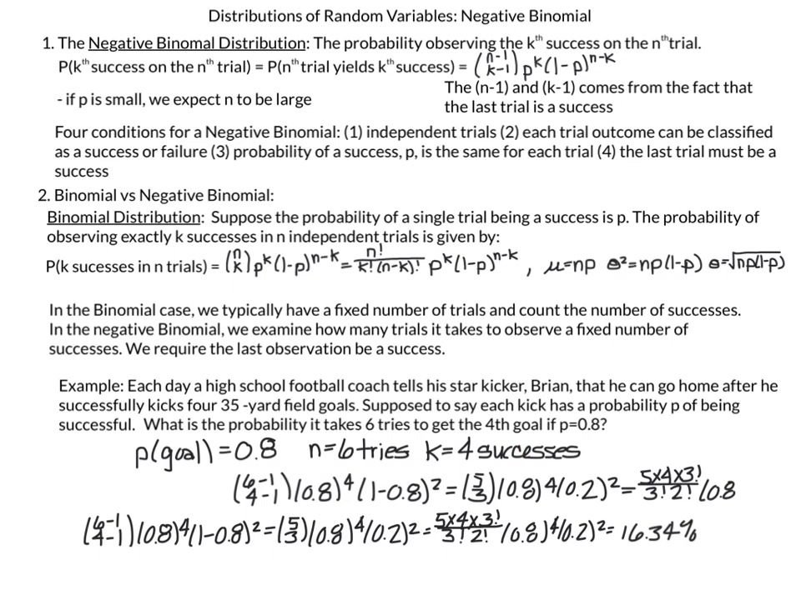So plugging into our formula for negative binomial, we have 6 minus 1 choose 4 minus 1, 0.8 to the 4, and 1 minus 0.8 squared, and that will give us 16.34%.